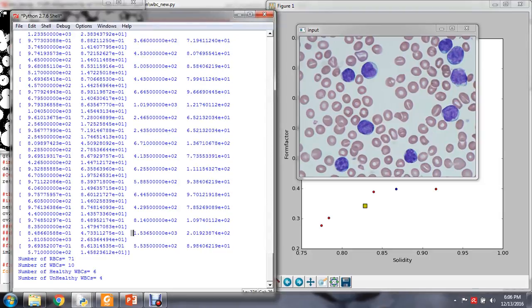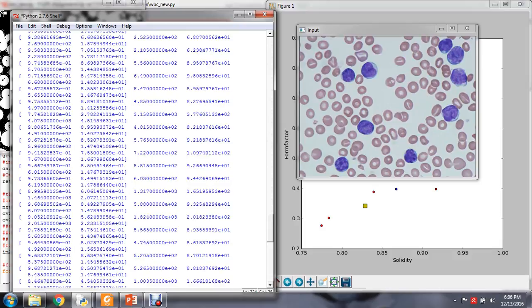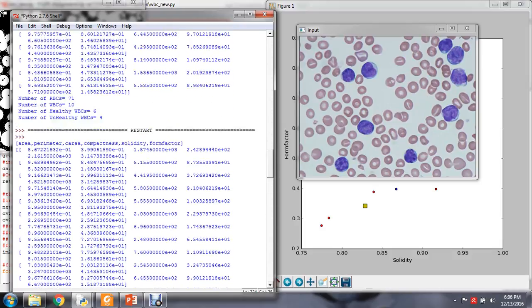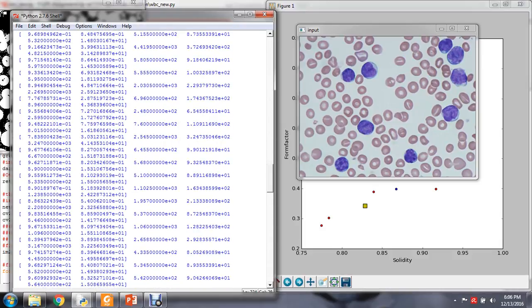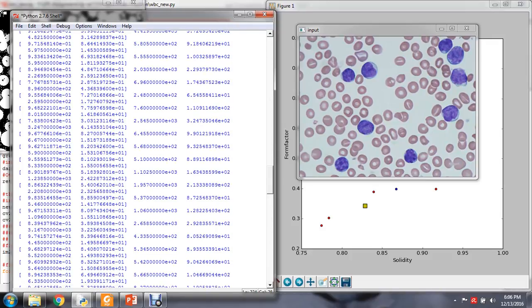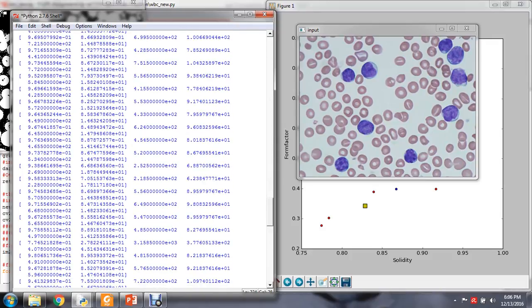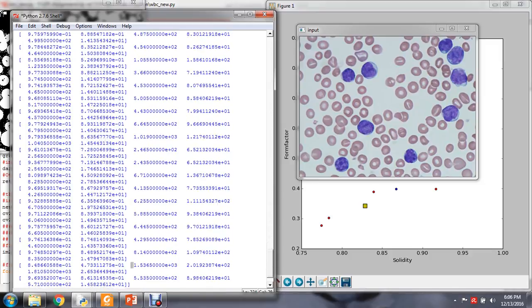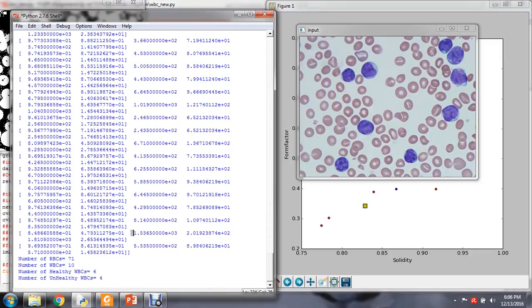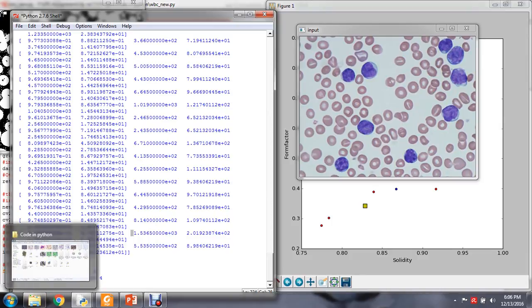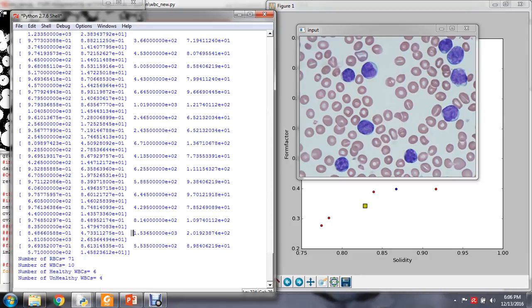This is the Python shell where we get the values of the different parameters, that is the form factor, area, that is the various features which we have extracted. These are the various features, and then they are put into vectors. After the segmentation and after the clustering, we get the count of the RBCs, the WBCs, the number of healthy WBCs, and the number of unhealthy or leukemic WBCs. This is done after clustering.